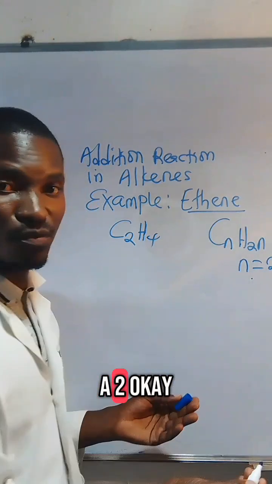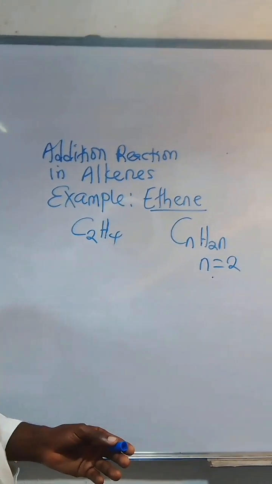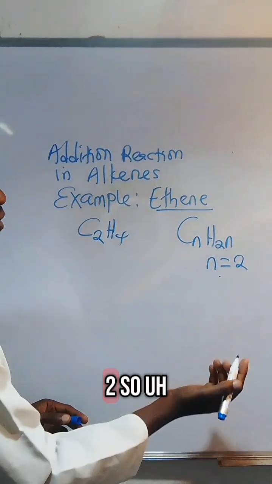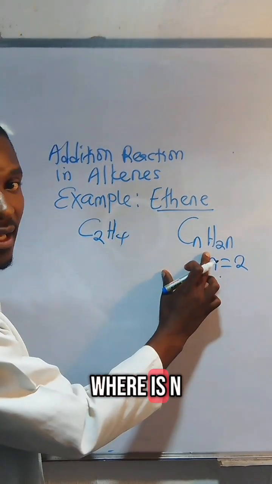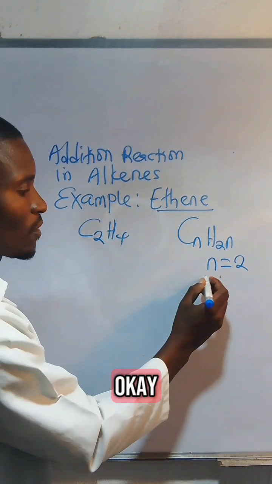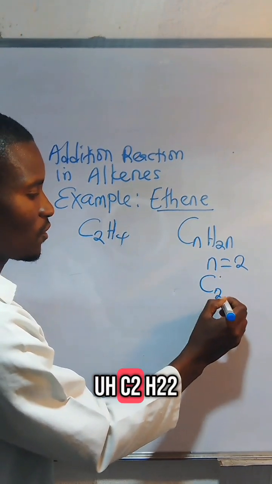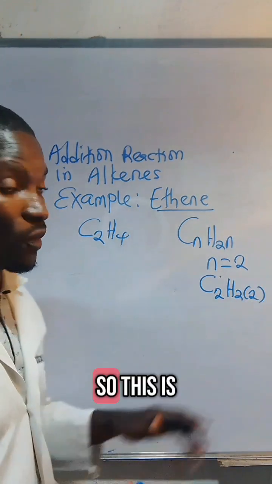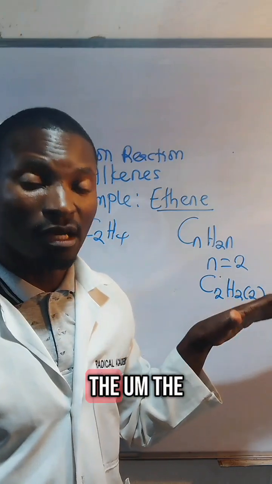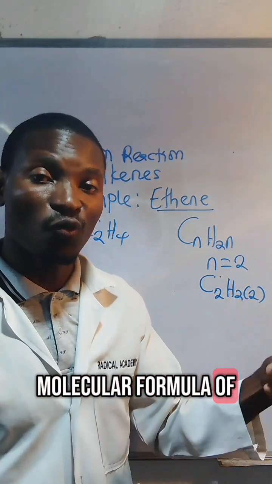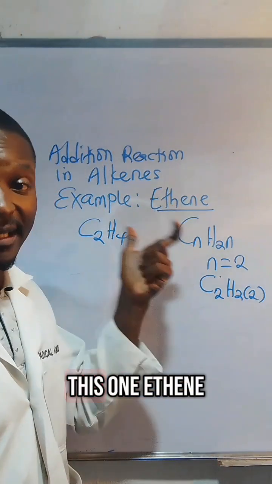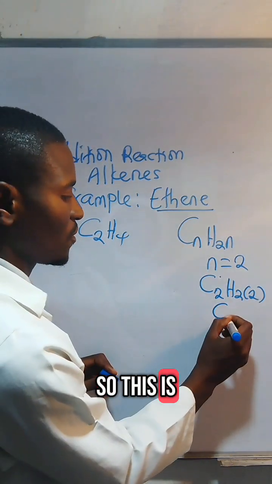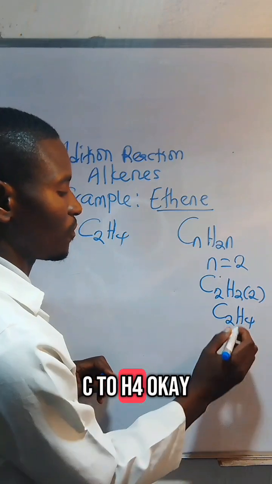just 2. So where there is n, you put 2. So this is C2H4. This is how you get the molecular formula of ethene. Okay, this one, ethene. So this is C2H4.